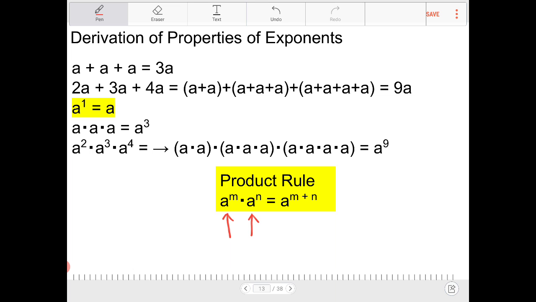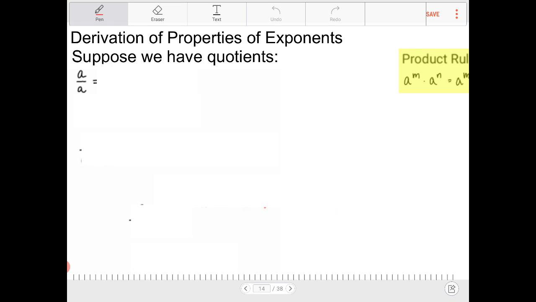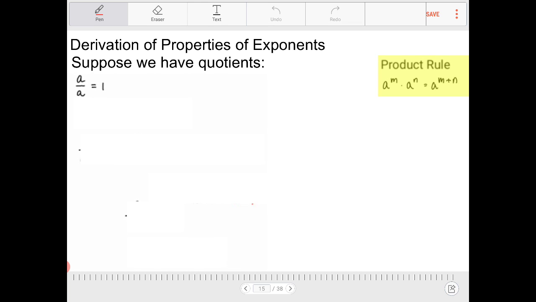That's the product rule. All right, so suppose we have a quotient then. What happens here? Well, in this case, I have a over a. Well, anything over itself is equal to what? It's equal to 1. Anything over itself is equal to 1. All right, that's good. What about if I have a over a times a?